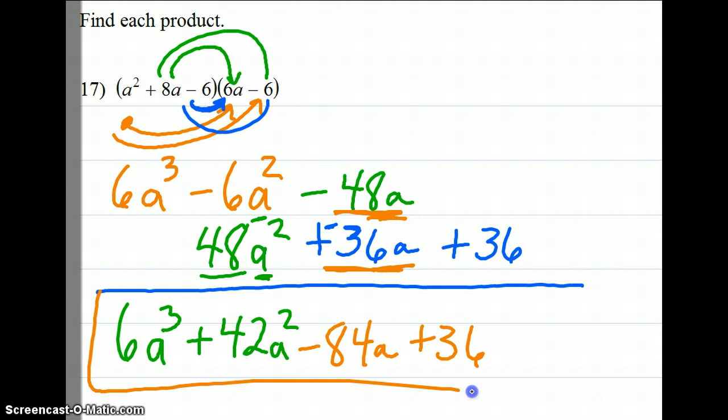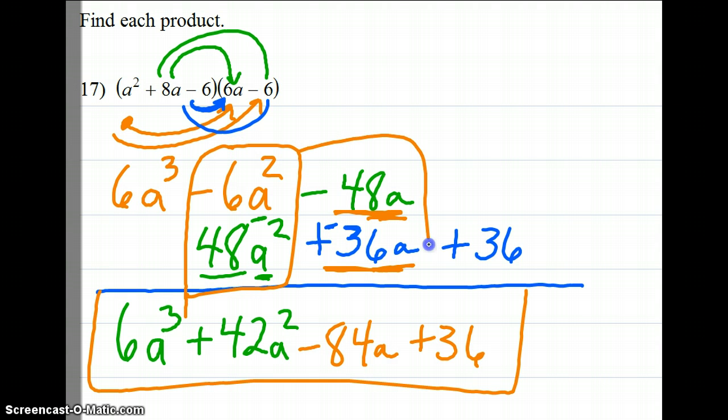Okay, so I'm not sure that you're used to working in what's called a vertical form, but you can see the advantage of working in a vertical form because your terms that are alike are on top of each other, and then you can just combine them.